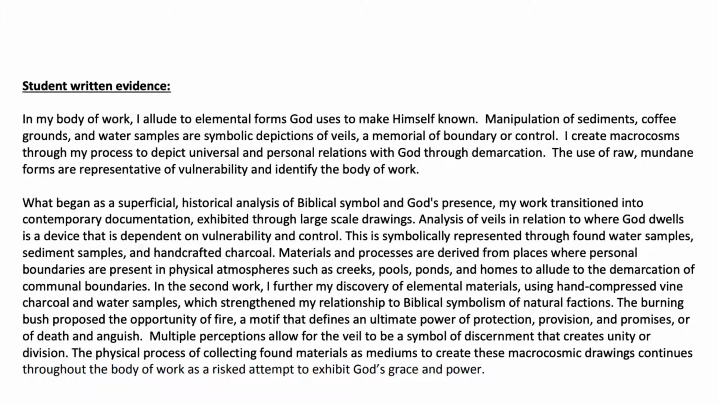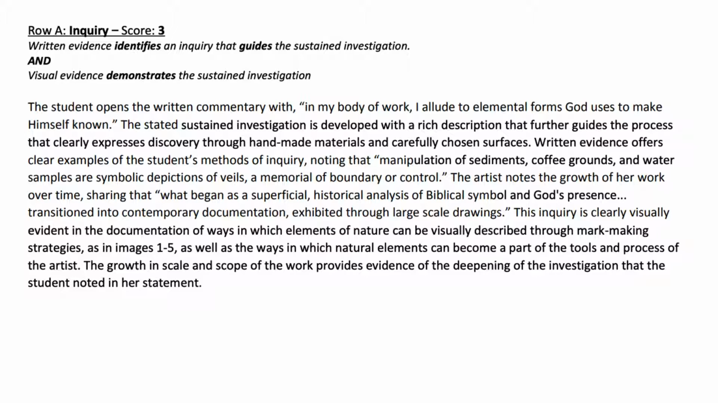So you can also see her writing was very different from the other one. Hers really was focusing on her process, her discovery, and her experimentation. So she didn't really point back to any specific images like the last one did. So this one also scored all 3. So these are 2 examples that scored very well.